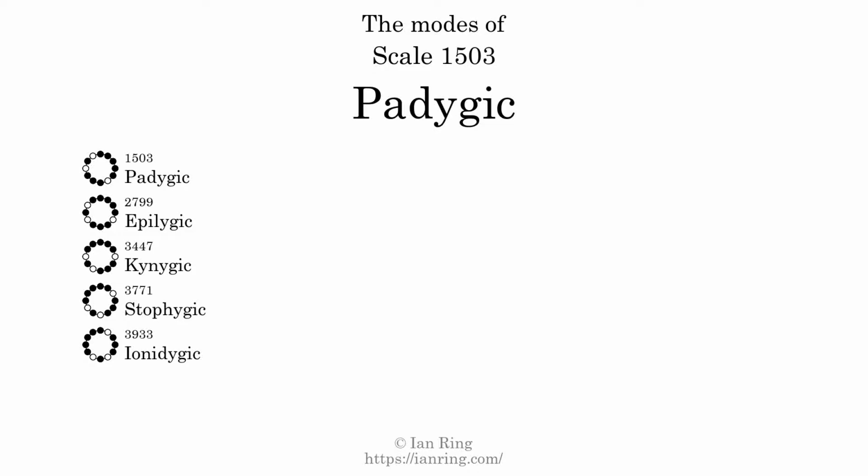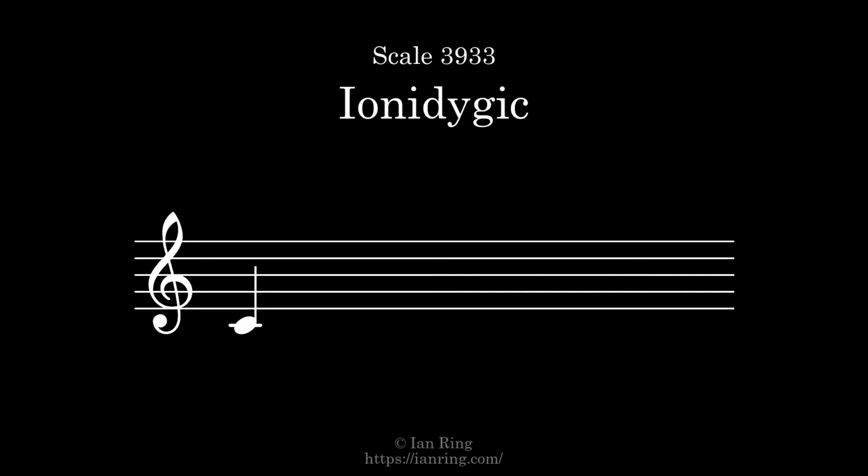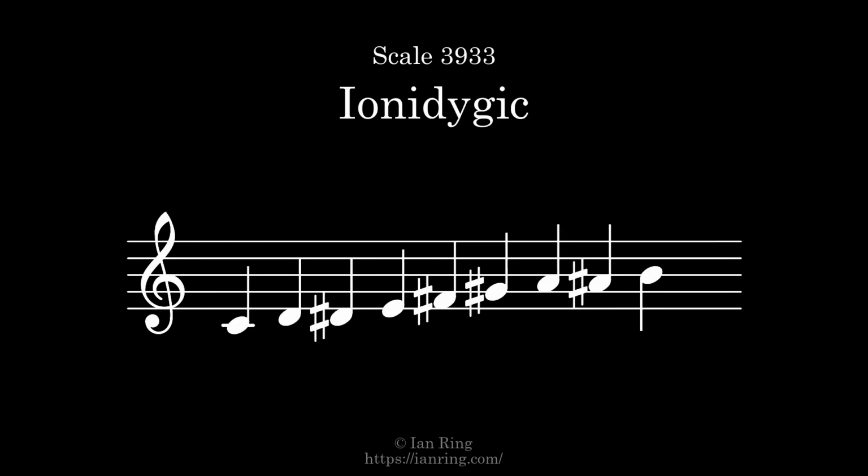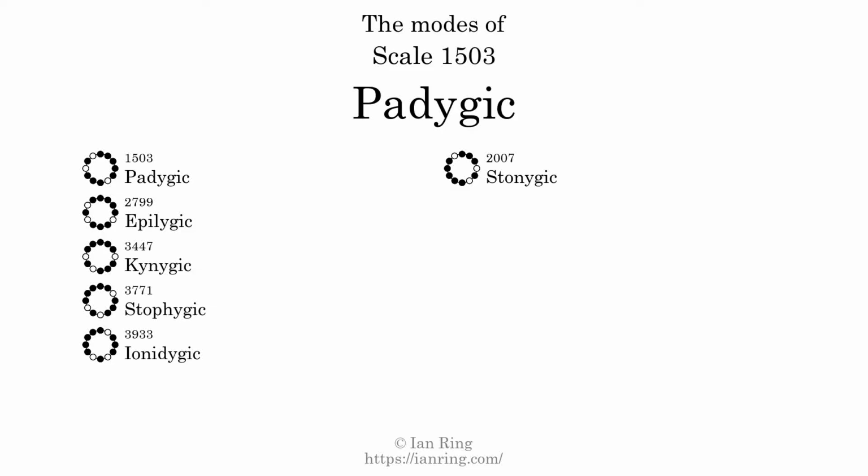The fifth mode is scale 3933, also known as enneatonic. It sounds like this. The sixth mode is scale 2007, also known as Padygic. It sounds like this.